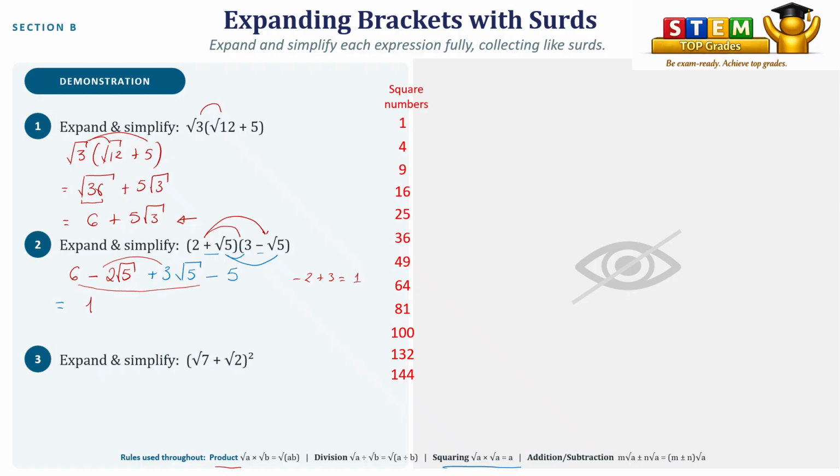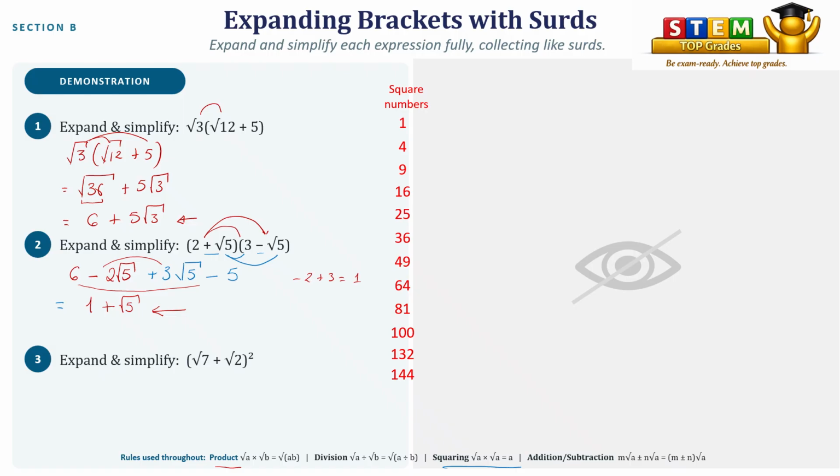We're not going to add the 1, because it becomes invisible. Some people would say plus 1 root 5, but we will just write root 5, which is a neater way of writing the answer.